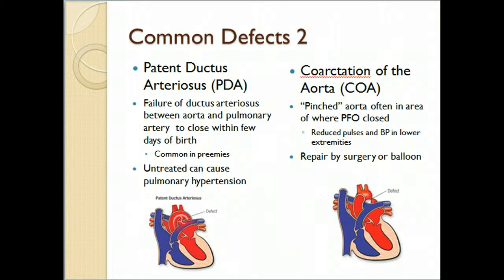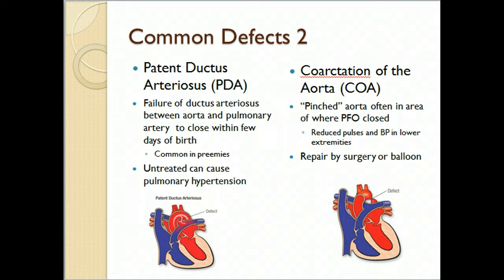Let's continue on with some other common congenital heart defects. The PDA, not public display of affection, but a patent ductus arteriosus. So if you look at the diagram, there is a little canal between the aorta and the pulmonary artery, and that usually closes after birth or within a few days of birth. So you will see this defect very commonly in preemies.